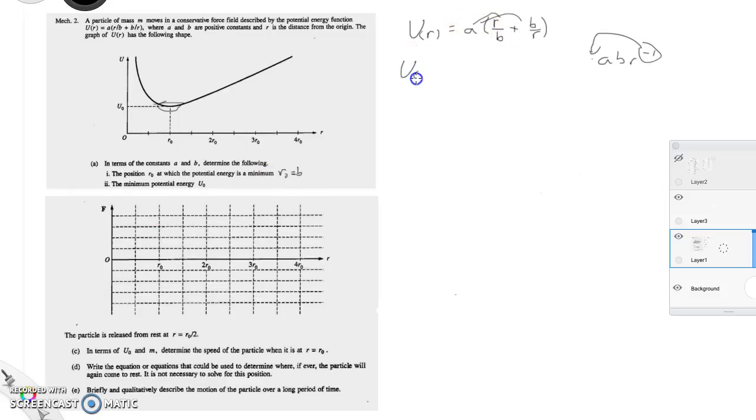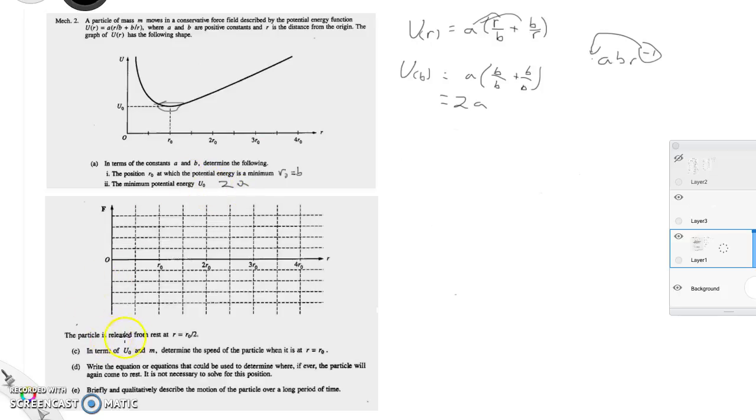Okay, so U of B is equal to A times B over B plus B over B. And that's just 1 plus 1. So that means that total potential energy there, that minimum potential energy, is equal to 2A.